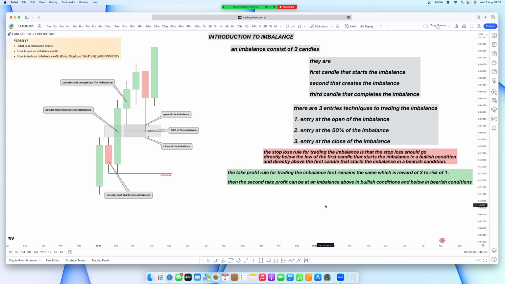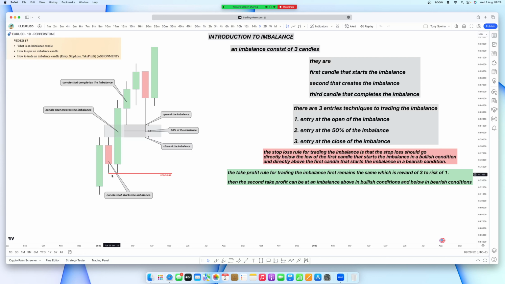Exactly. So for the stop loss, if this is a buying, a bullish condition, as you can see, the entry is anywhere either the open, 50, or the complete fill, and the stop loss should go at the low of the candle that starts the imbalance. If it is a sell condition, the stop loss will go directly above the first candle that starts the imbalance, because the idea is that price should come back and fill the imbalance. So price should not really have any business coming all the way down to this area. That's it.